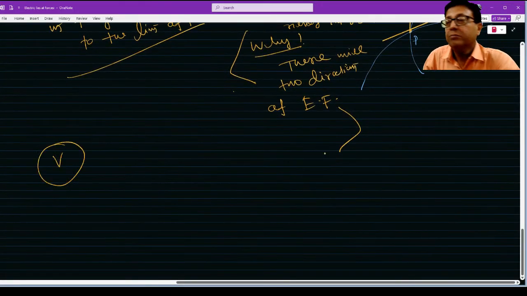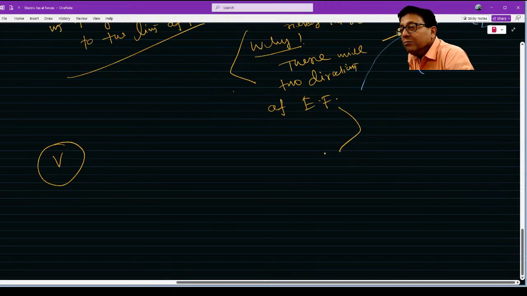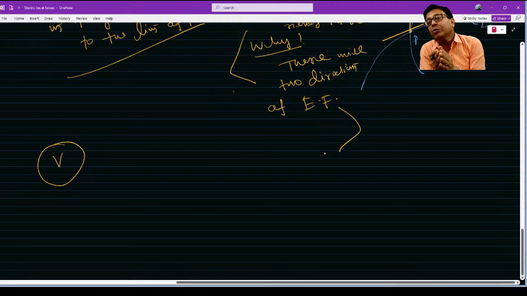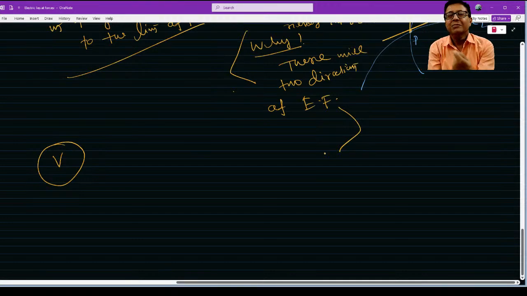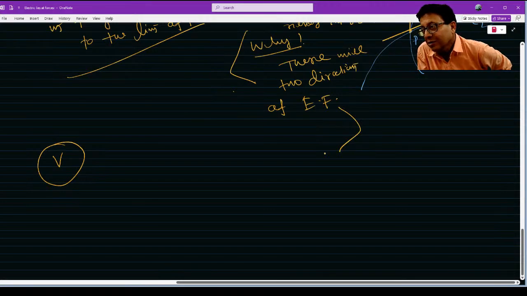Number 5. If you do the experiment, suppose I have told you to check whether lines of forces are passing through that point or not. How will you check? How to check whether lines of forces are passing through a point or a region of space? You cannot see the lines, but you can take a charged particle. You place that charge at that point. If it moves, then you will understand that electric lines of forces are passing through it.